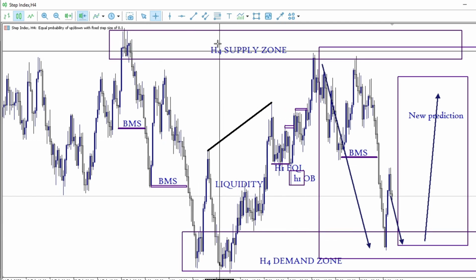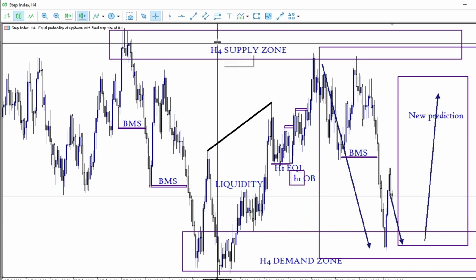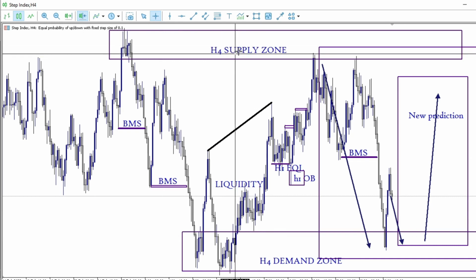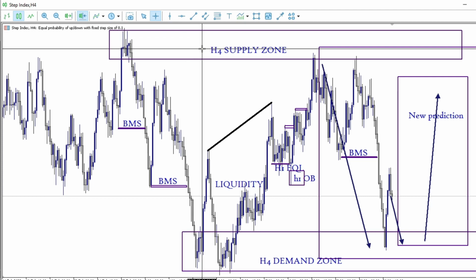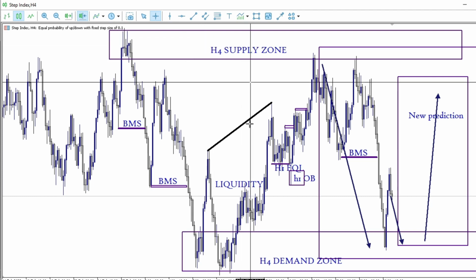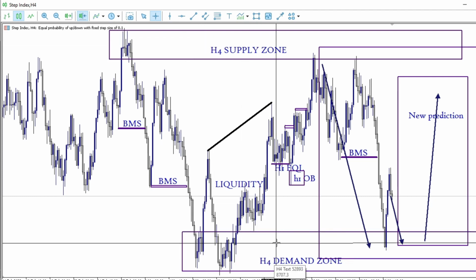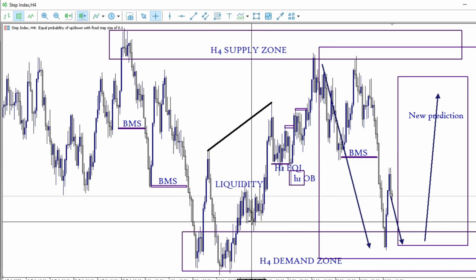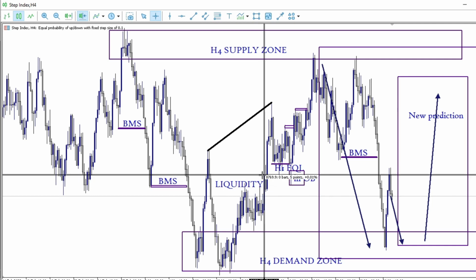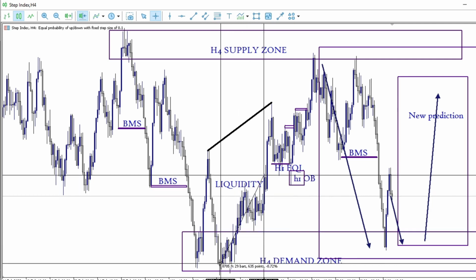So personally I identify these ones as H4 supply zone. I can identify it as H4 supply zone, then H4 demand zone, where someone can say resistance and support, you get. It depends on how you take it. So now I labeled this area liquidity. This area from here up to here, it is liquidity.